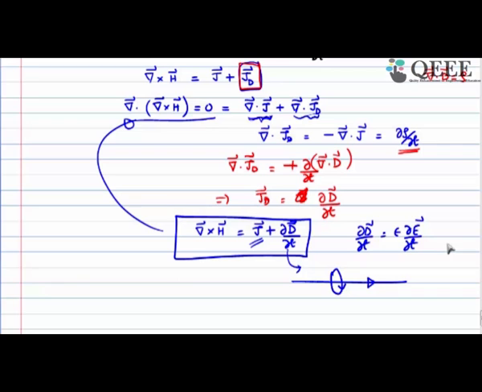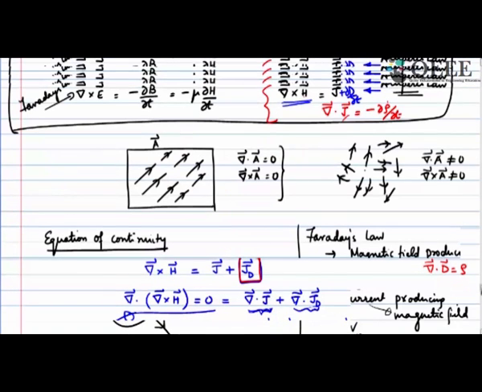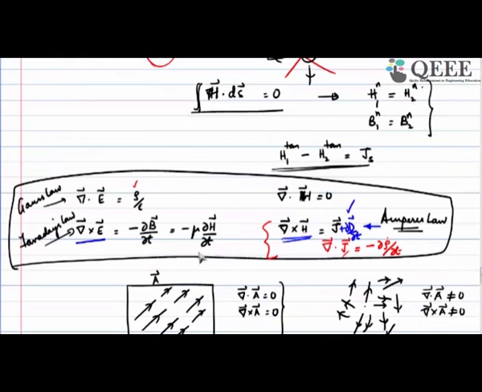The curling of H is not just decided by the current, it is also decided by the field. Which is very logical, because curling of E is decided by the time variation of H, and curling of H is decided by time variation of field. So they become symmetric, and this is how all these equations, with the corrected Ampere's law, get called Maxwell's equations.